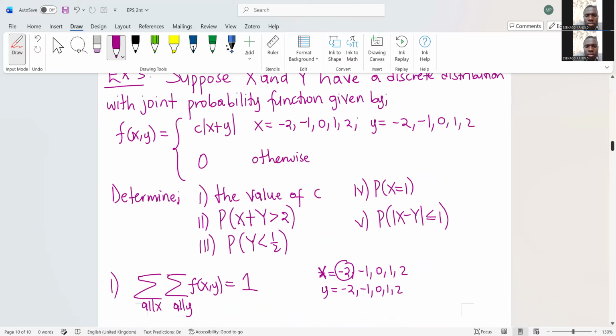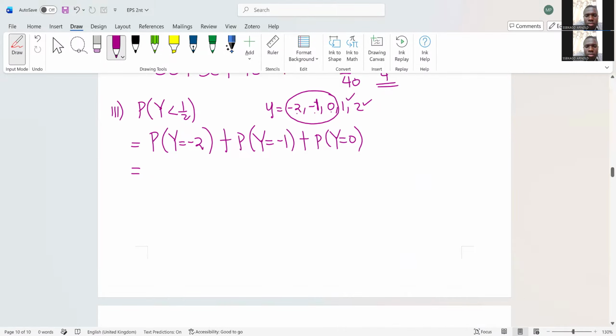So I have 10C plus 7C plus 6C. Therefore, this is equal to 23C. This is 23C, and it is 23 out of 40 since the value of C is 1/40.